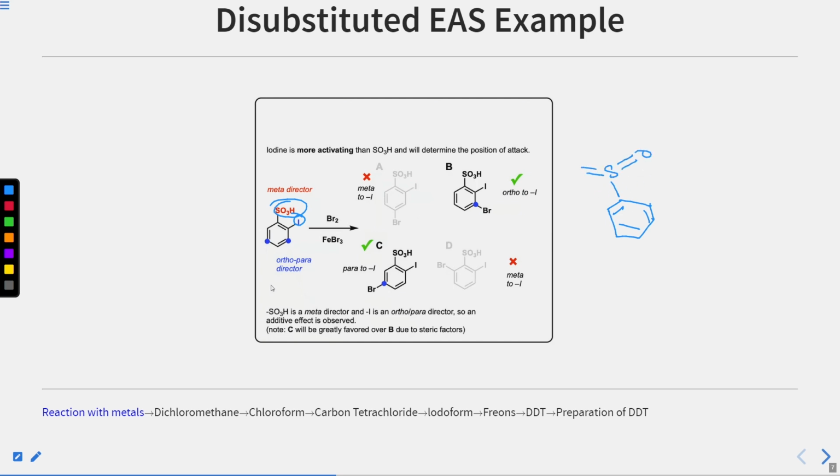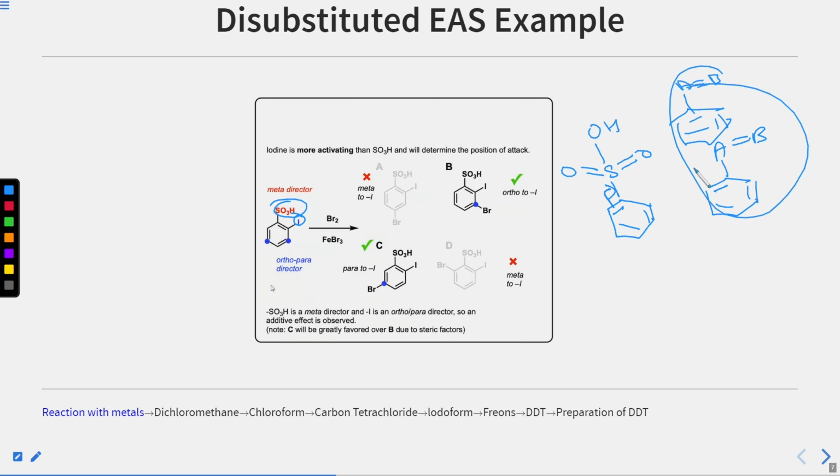So SO3H will look like this. Now this pi bond will be moved here. So I mentioned earlier, if you have this configuration or this configuration, in both these cases we will see meta substitution.